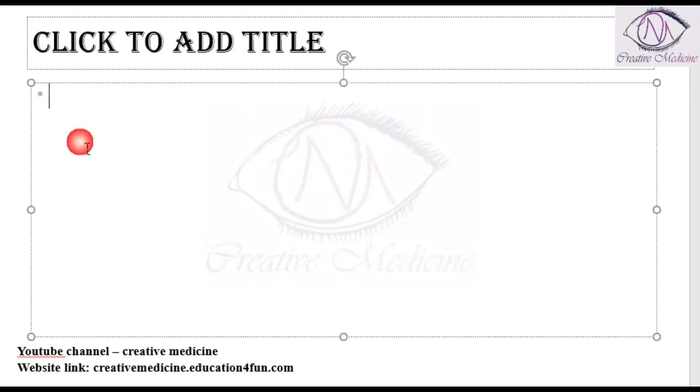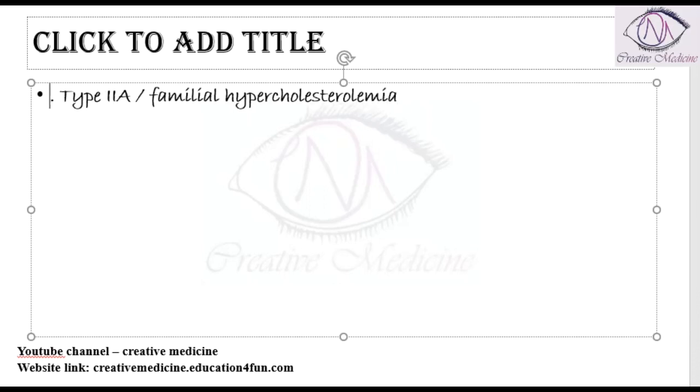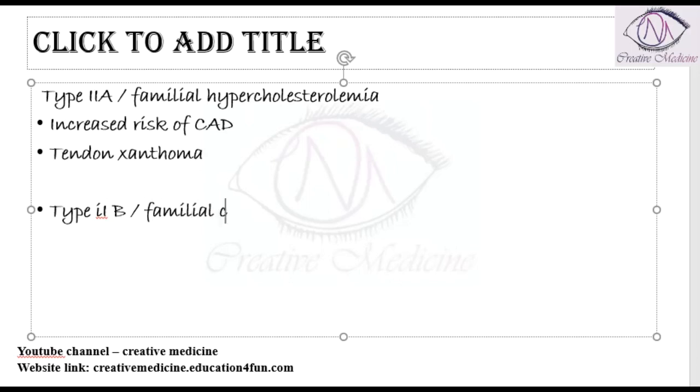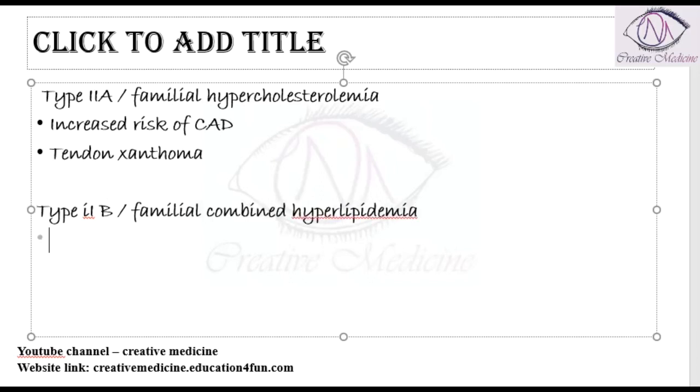Then the second type is type 2A, or familial hypercholesterolemia. In type 2A or familial hypercholesterolemia, there is increased risk of coronary artery disease, and you will see tendon xanthomas. Next we have type 2B, or familial combined hyperlipidemia. In type 2B, even here you will see increased risk of coronary artery disease.